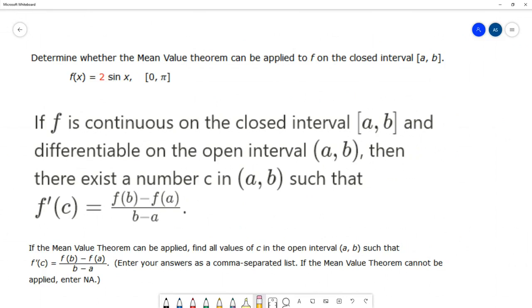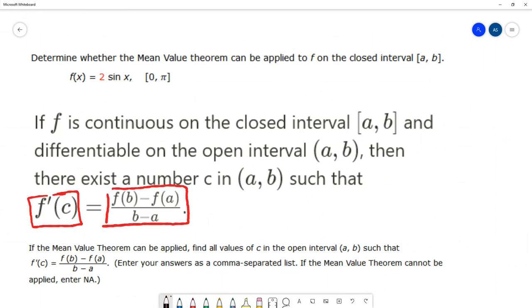So I've stated here the mean value theorem. If f is continuous on the closed interval ab and differentiable on the open interval ab, then there exists a number c in that interval ab such that the derivative at c is equal to f of b minus f of a over b minus a. So both of these represent the slope. This is the slope of the tangent line, and this is the slope using the endpoints of the interval.